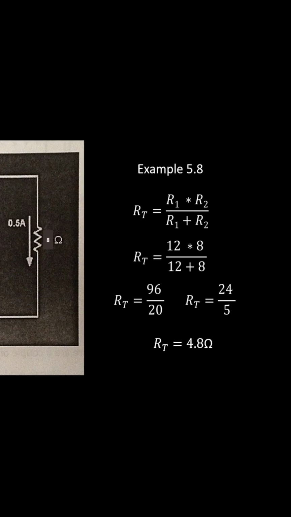And this is because we have 2 different resistances. We have to use that formula, the product over the sum formula for resistance.